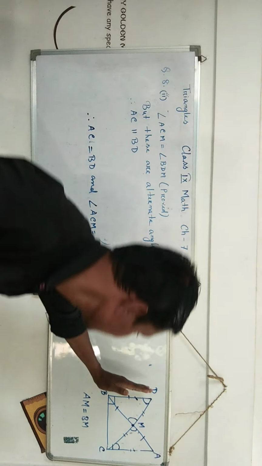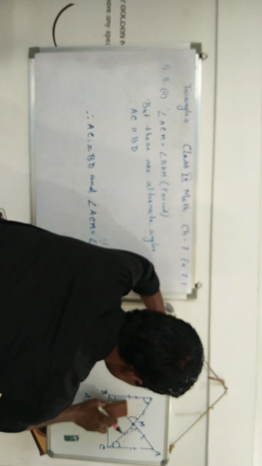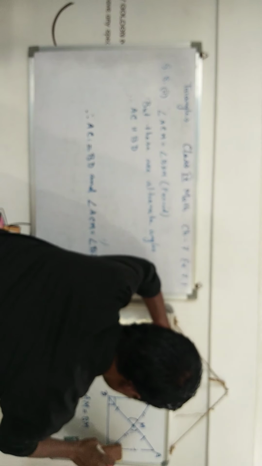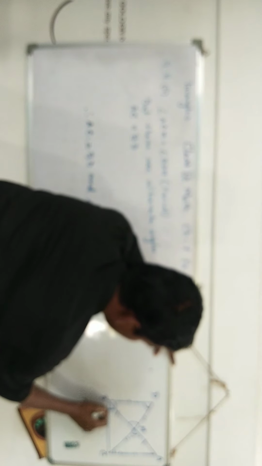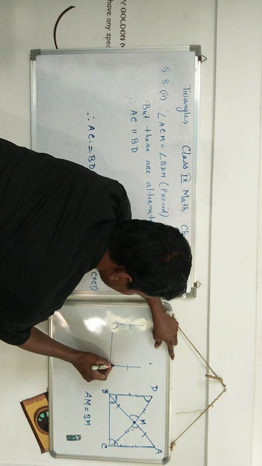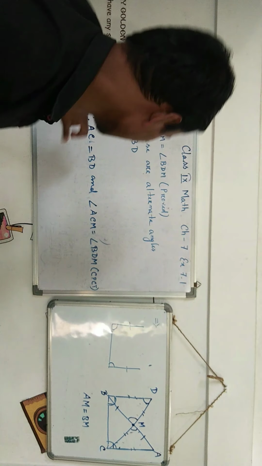Since these two lines are parallel, this line and this line are parallel. So we all know the interior angle property, that is, interior angles on the same side of transversal. The sum of the interior angles on the same side of transversal is 180 degrees. Now look at this side and this side. AC and BD are parallel. Now if I take this angle B completely and angle C completely, these two angles, if I add them, it will be 180 degrees according to the interior angles property. So I will write that only now.